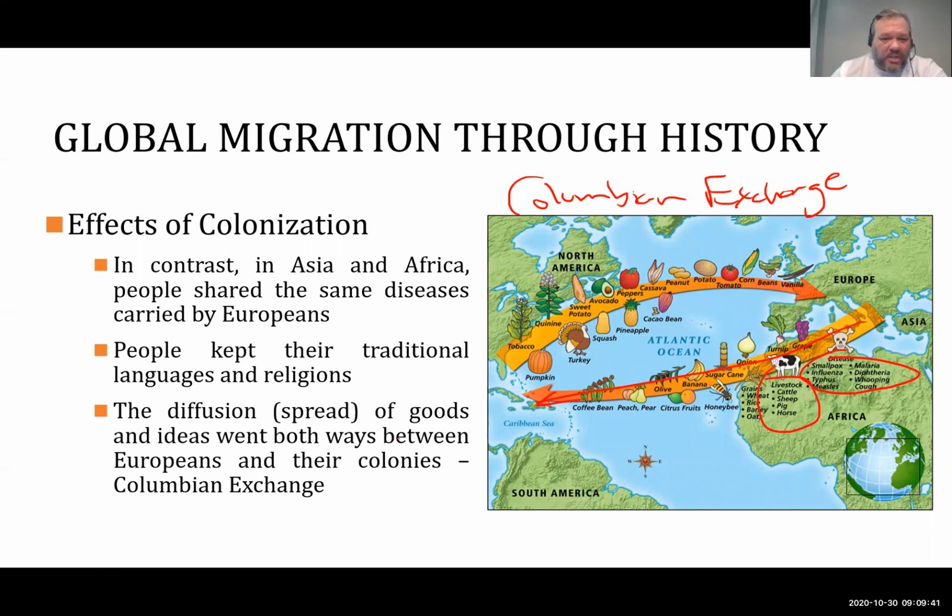And so when we talk about diffusion, and this is a concept we'll learn more about, diffusion just means the spread of things. And so the diffusion of both goods and ideas, especially, don't forget that when people travel, so do their ideas. And so as we see migration, those ideas also spread along with it.